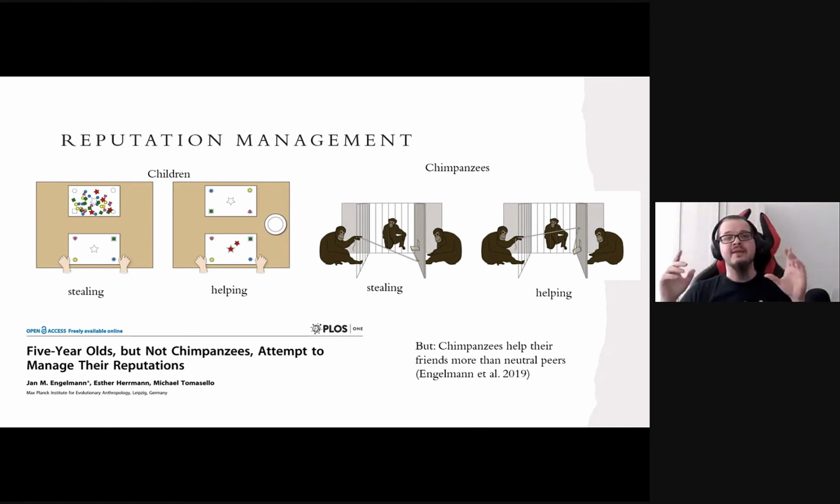Now, in one condition nobody was in the room, and in another condition a peer was in the room. Children stole significantly less often from the other child's puzzle if somebody was in the room, and they also helped more often if a peer was in the room. For chimpanzees, there was a similar concept: they could either steal from or help another chimpanzee, and for them it did not matter whether somebody was observing them or not. In both conditions, they stole and helped about the same amount. However, chimpanzees help their friends more than neutral peers. What we can take from that is that reputation management seems not to be really present in non-human primates.